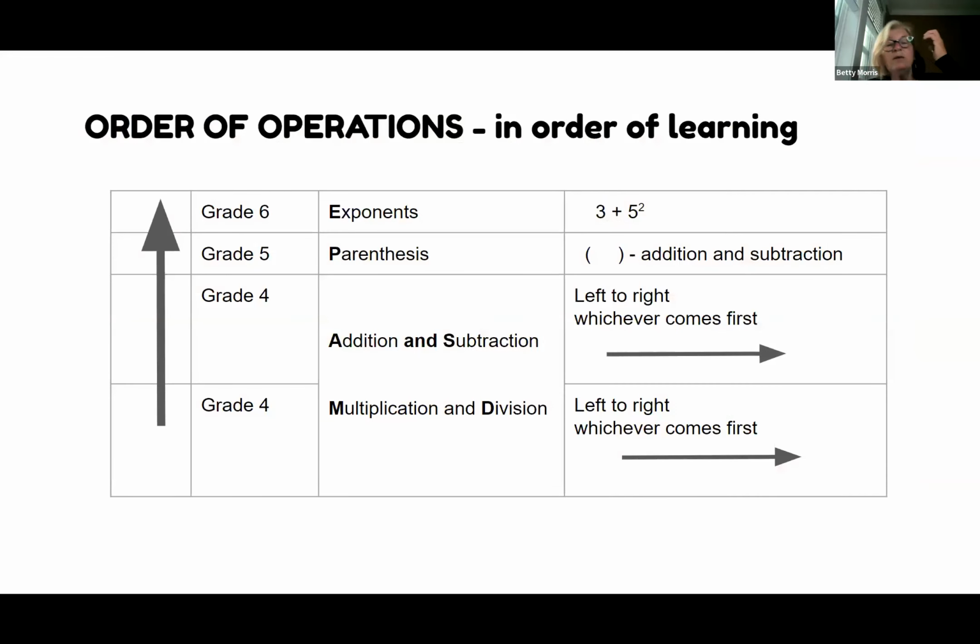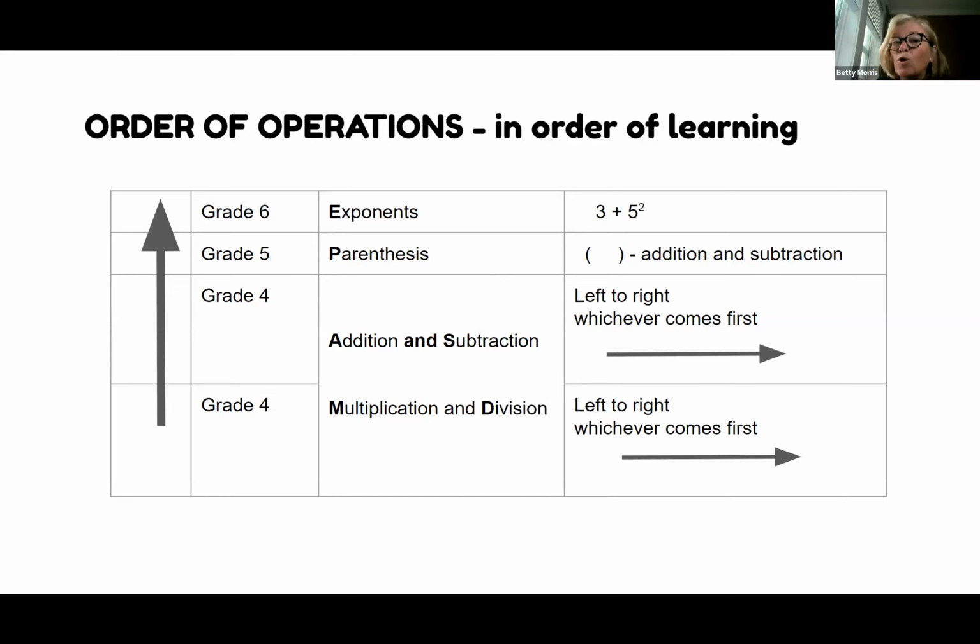Okay, so all I'm going to show you in this one is the order of learning. I'm not going to talk about BEDMAS or PEDMAS or BODMAS or anything like that. This is the order, the way that the students will learn it, and it starts from the bottom up. So in grade 4, they are going to learn to do multiplication and division, addition and subtraction. They will know that there is a rule and an order that multiplication and division is first, and it's in your cusps, left to right, whichever comes first, and then the parentheses, and then the exponents.